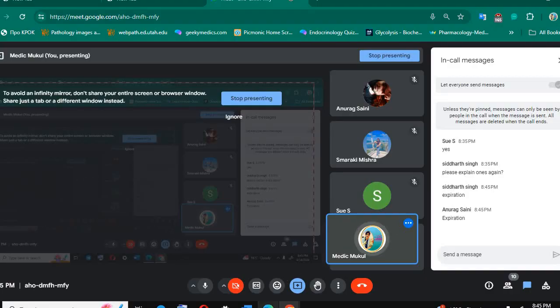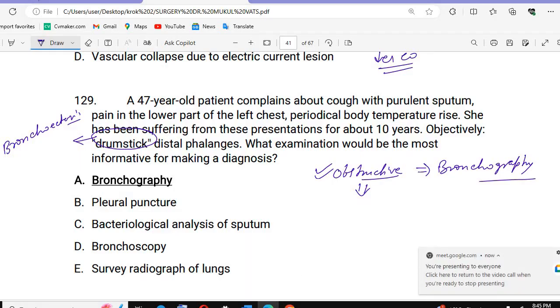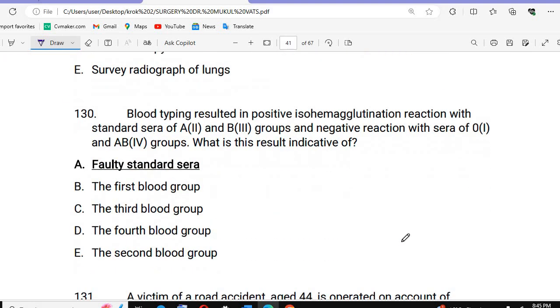There is an expiration problem, like COPD, asthma, or bronchiectasis. In bronchiectasis, what you have seen is the drumstick distal phalanges. So for all these kinds of things we do bronchography. Okay, most of the questions we have already done.